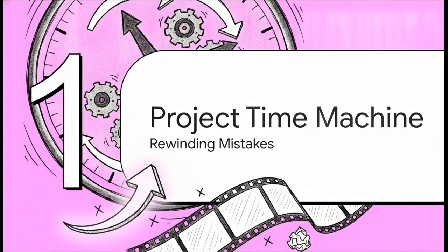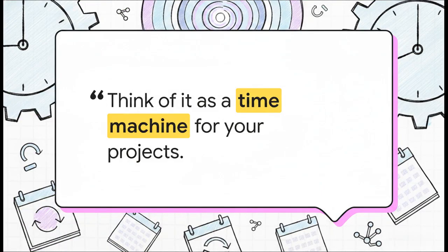Okay, moving into section 1. Let's meet your project time machine and talk about rewinding those frustrating mistakes. I love this quote because you really can think of version control as a literal time machine for your projects. This isn't just about hitting save. It's about meticulously tracking your changes over time. Say you made a catastrophic error on Tuesday. No big deal. Just hop in the time machine and restore the file to exactly how it looked on Monday afternoon.